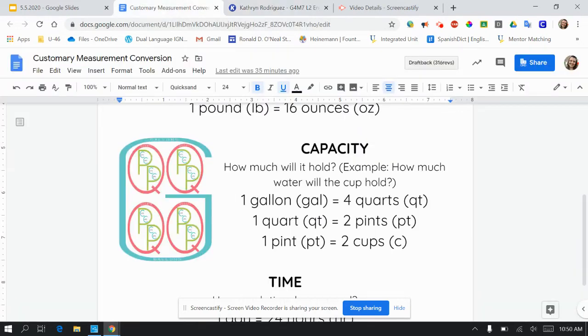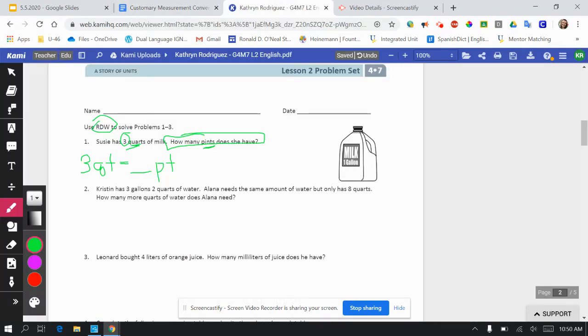So using my conversion chart, also using my gallon man, I will know that 1 quart equals 2 pints. So I know that I will need to multiply this times 2 to get the number of pints. So 3 times 2 equals 6 pints. So then a complete sentence answer: Susie has 6 pints of milk. There we go.